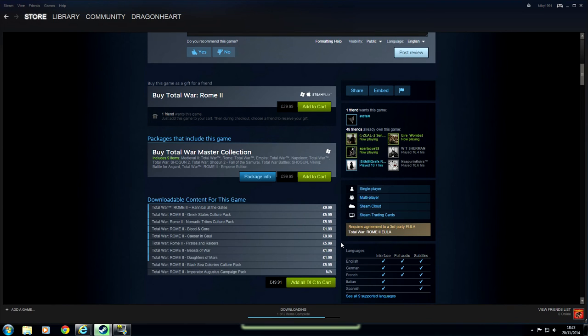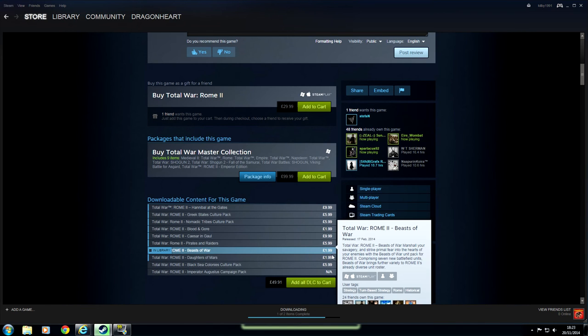Whereas with the Pirates and Raiders, you just got four factions that are pretty much the same thing, apart from starting location and a few stats. And that's kind of my point with DLC. Some of it's not worthwhile. Beasts of War, I'm not even going to talk about Beasts of War, apart from it's a waste of time.